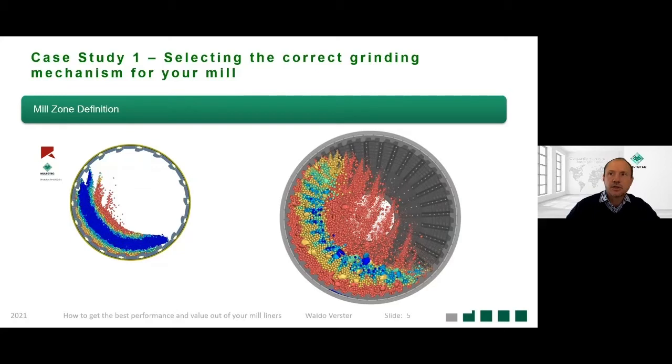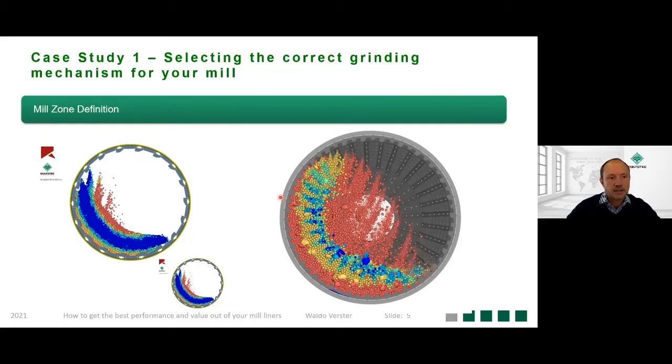Then guys, I also want to have a look at the mill zone definition, the different zones in your mill. On the right-hand side is a SAG mill, 8.5 diameter SAG mill, and on the left-hand side, a 2.5 diameter preferential mill used in the diamond industry. Now, if I plot this preferential mill to the same scale as the SAG mill, this is what it will look like. You can see you can fit multiple preferential mills into the SAG mill.